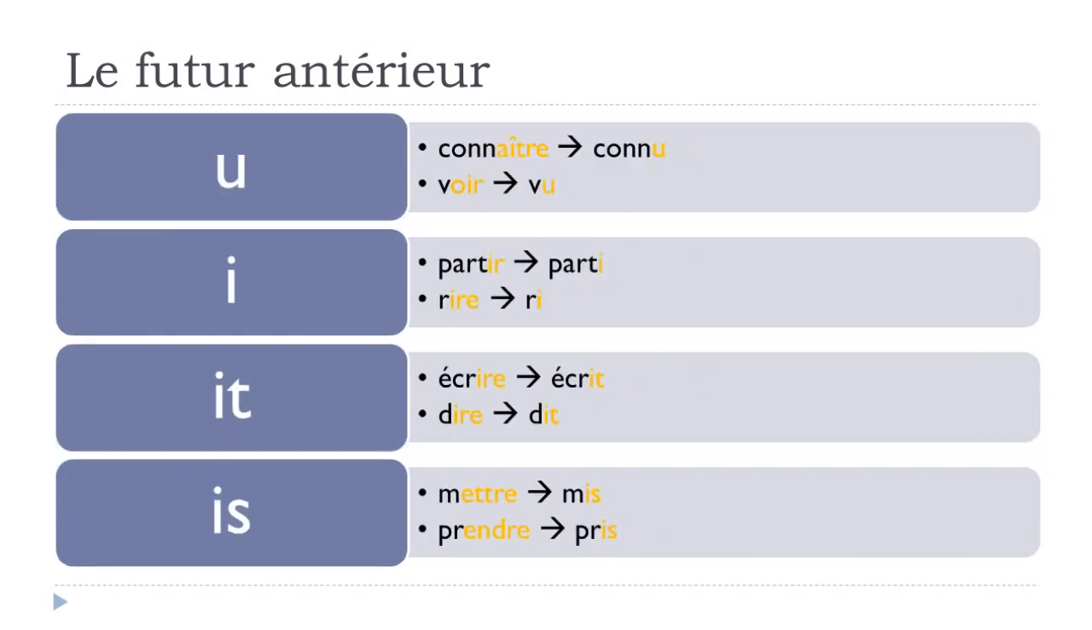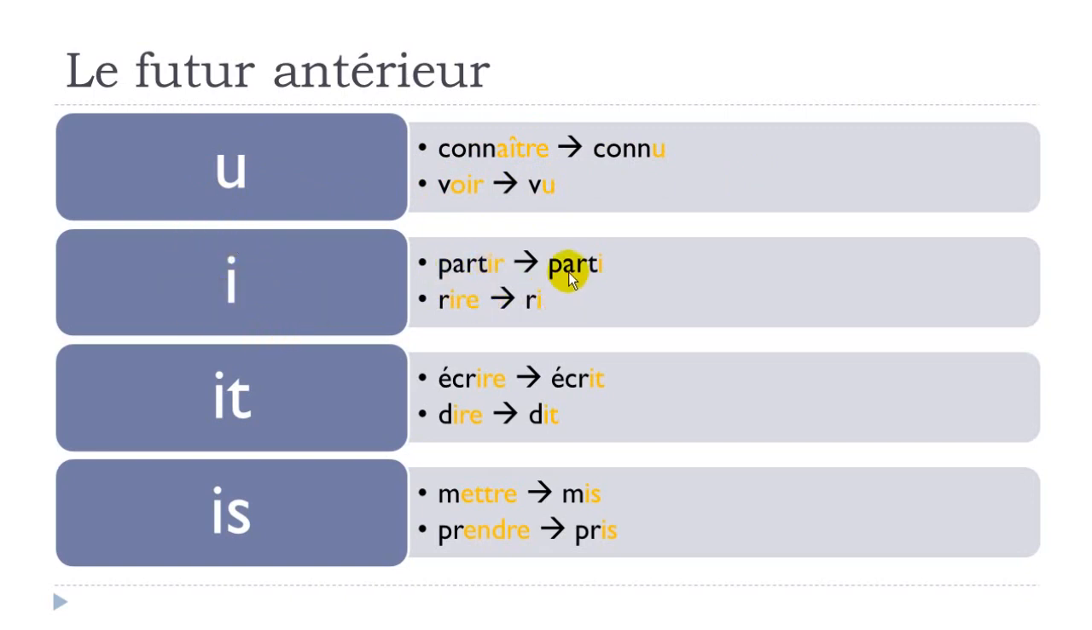Okay, so let's see now the third group. It's a tricky group. As I said, I've been making a video and you get more examples, but still, these are the main subcategories, if you want, in a way. The one that ends with U, like here and here: connaître, connu. Connaître is to know. Voir, to see, vu. Okay, then ending with I.